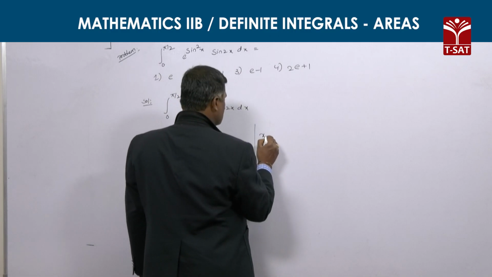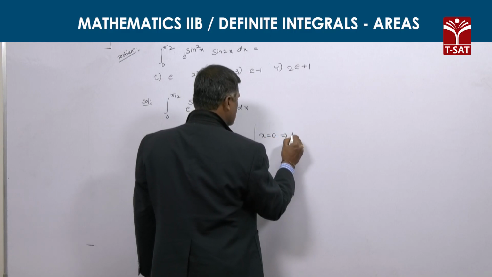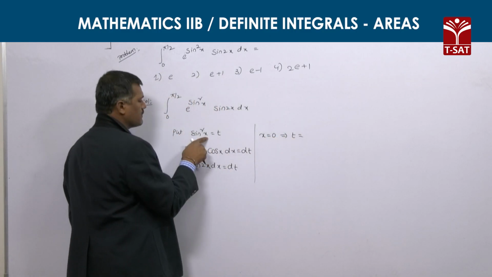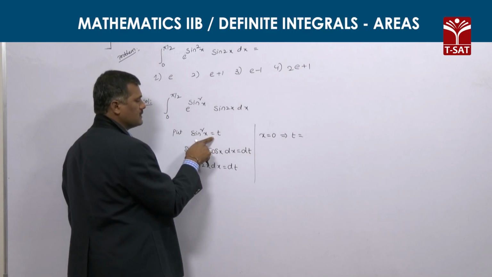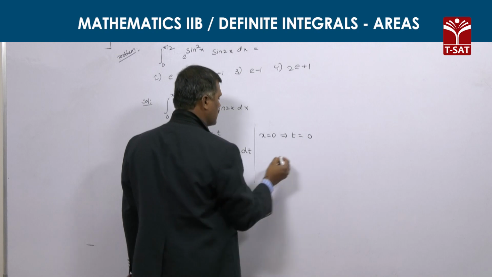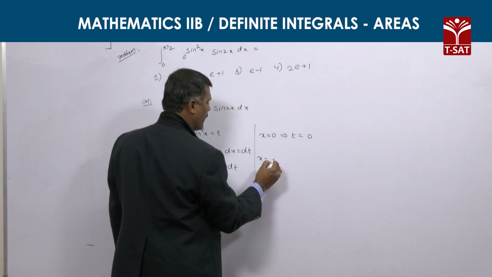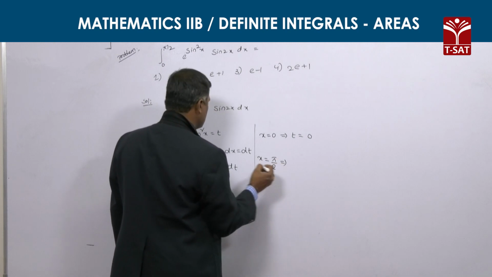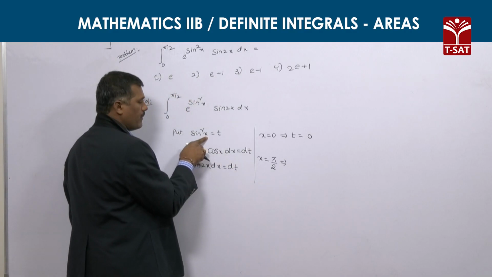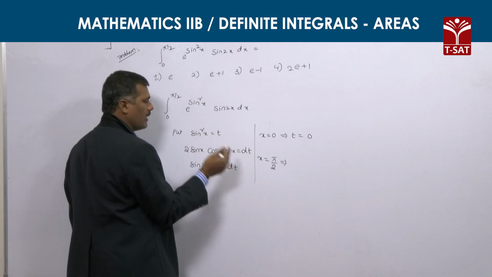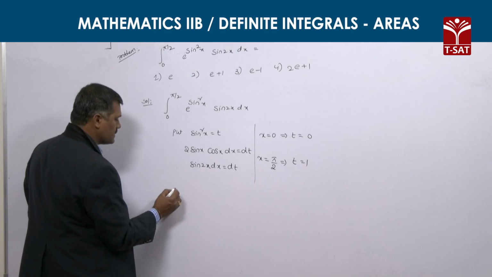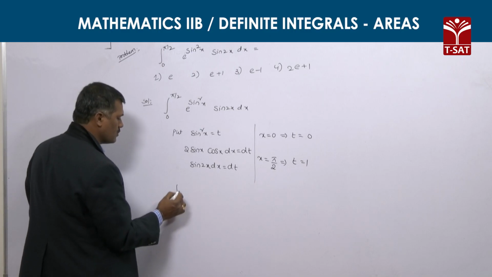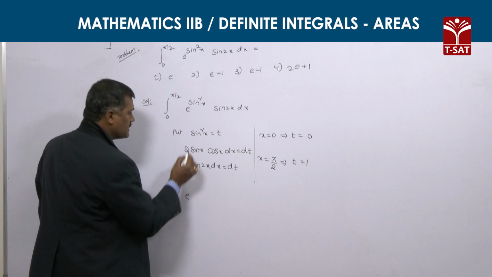Limits: x is equal to 0, lower limit, that implies t is equal to the lower limit x value substituted in t, sin square x is equal to t, sin 0 is 0, therefore t is also equal to 0. x is equal to upper limit pi by 2, that implies substituting pi by 2 in the function t is equal to sin square x, sin 90 is 1, 1 square is 1, t is also equal to 1.